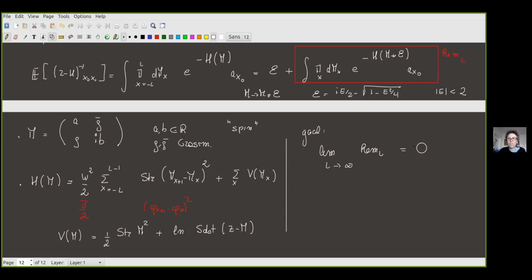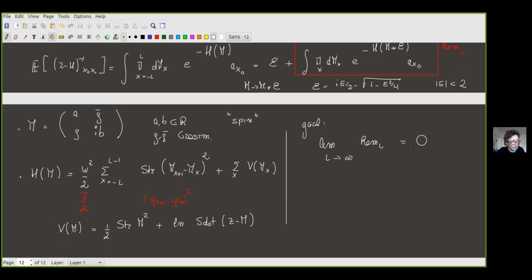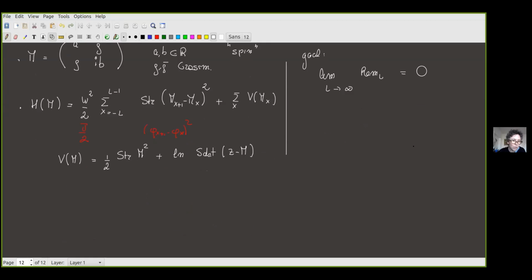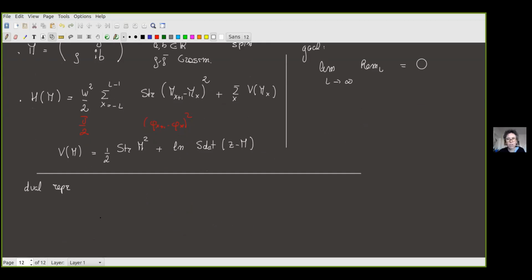Okay, so again, we are in a good position to try to apply a transfer operator. And we can do it. So we have this dual representation again. Oops. Can I go on 5 minutes? Okay, 5 minutes.